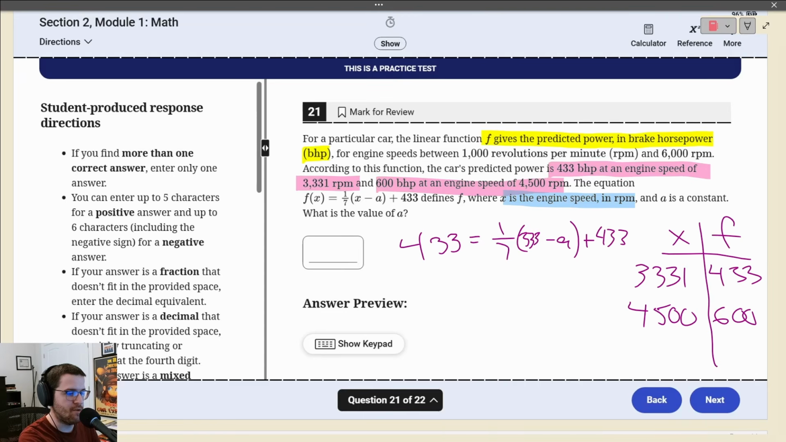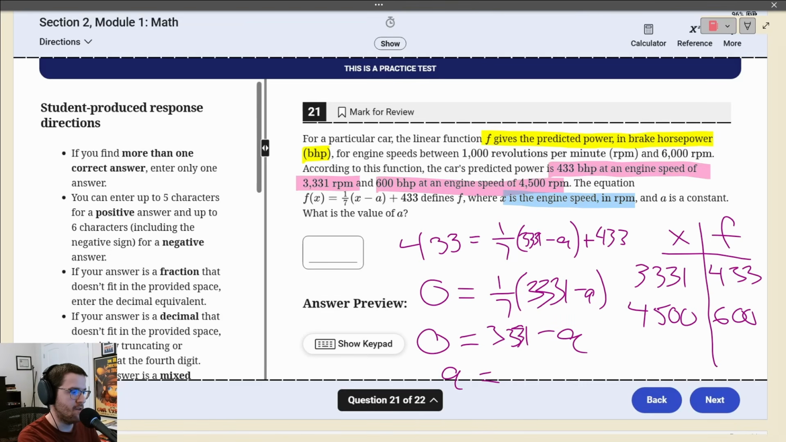Yeah, maybe both of them work. I don't know. Anyway, subtract 433 from both sides. We get 0 equals 1/7 (3331 minus A). Okay, we divide both sides by 1/7. Still just 0. And now I can add A to both sides. And I get A equals 3331. And that is the answer.